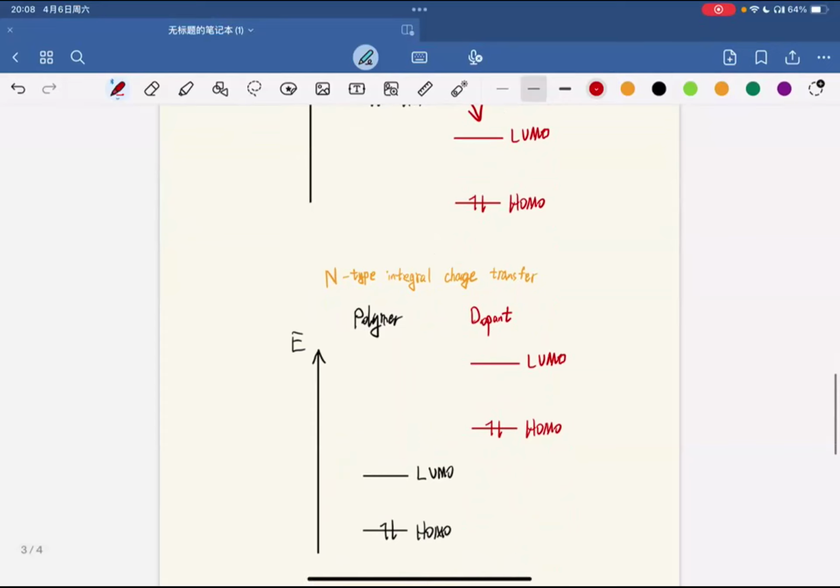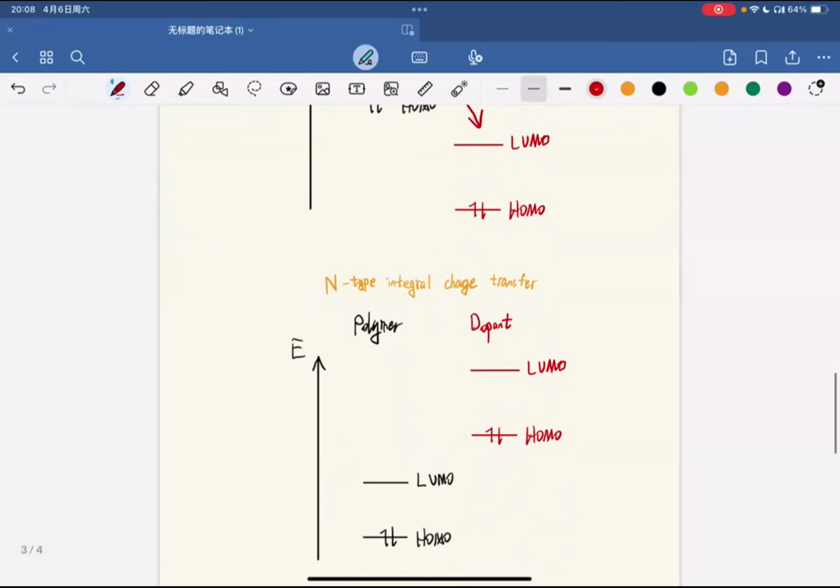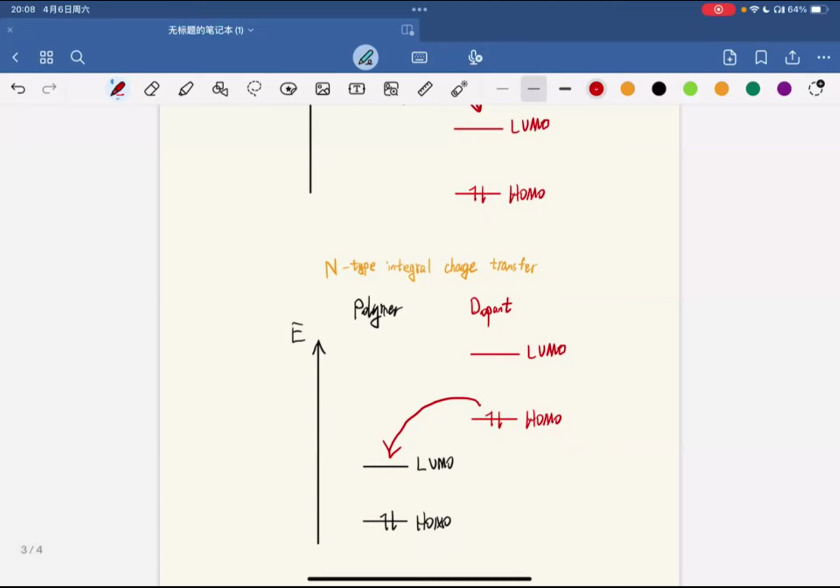Then for the n-type integral charge transfer, when the LUMO of the polymer is lower than the HOMO of the dopant, the electrons on the HOMO of the dopant like to transfer down to the LUMO of the polymer. During this process, electrons are introduced to the LUMO of the polymer, and electrons are negative charge. So we call the whole process the n-type integral charge transfer. N in n-type means negative charge.